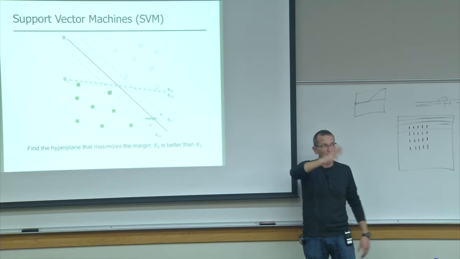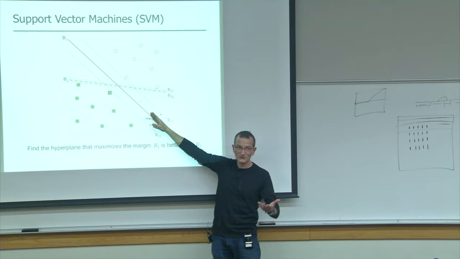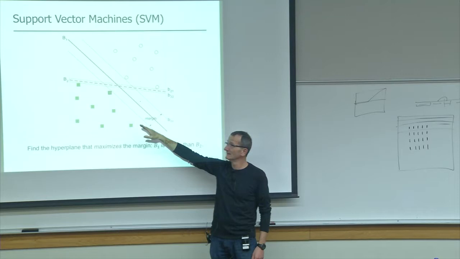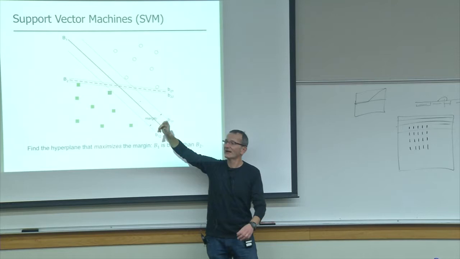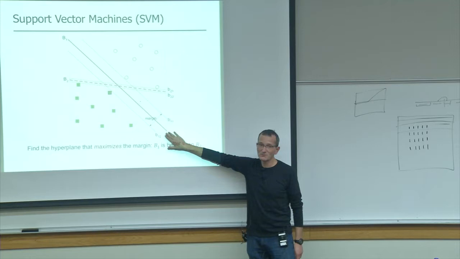Why do you do that? Well, if your model says that if you're on one side, call it green, and if you're on the other side, call it red, you want to have as much leeway as possible to get a little bit off, because you have a lot of white space. So this is called the maximum margin linear separator.